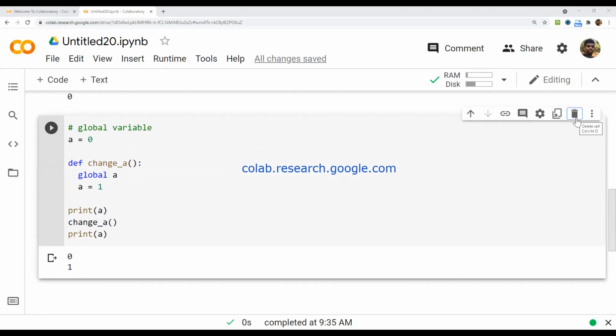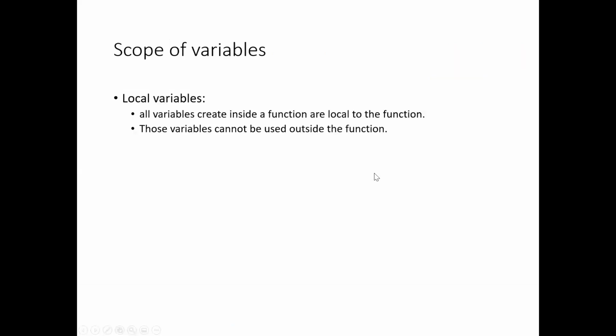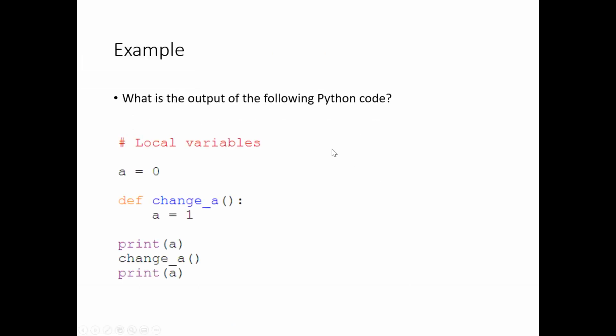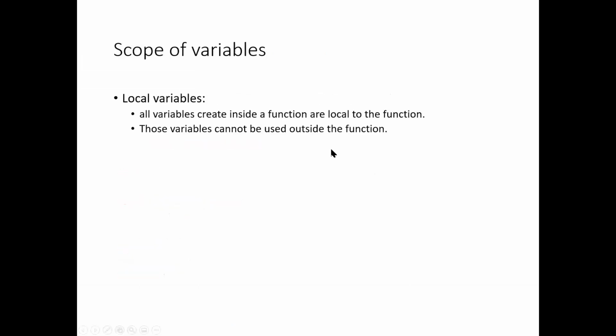Okay, some of you have already finished, so maybe I can switch to the next topic there. I would like to briefly look at this, right? So this is from the slides. I already shared the slides with you. So the local variables, whatever the variables created inside the function are local to the function, and those variables cannot be used outside the function.